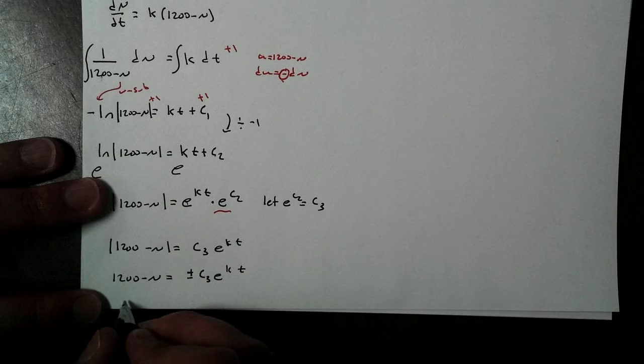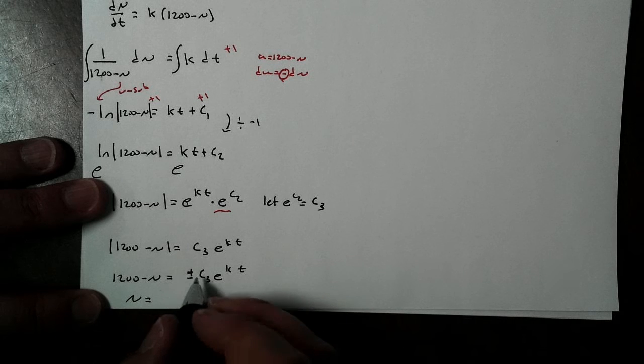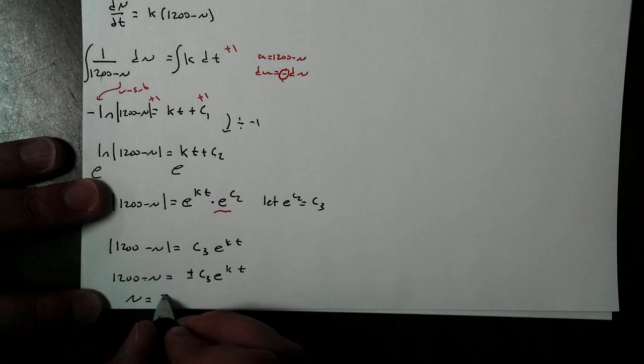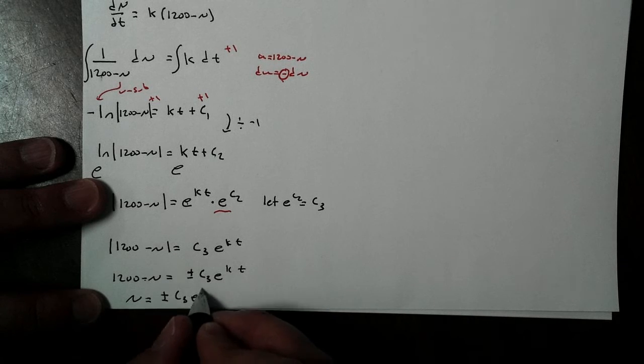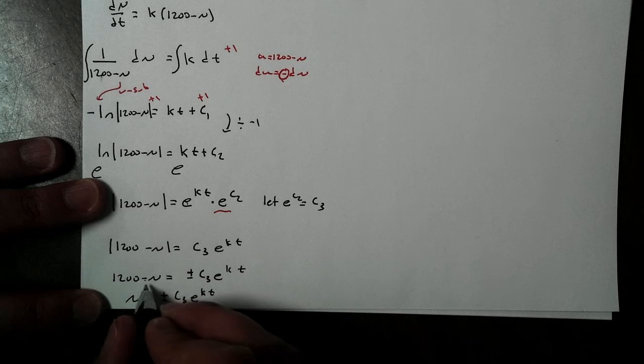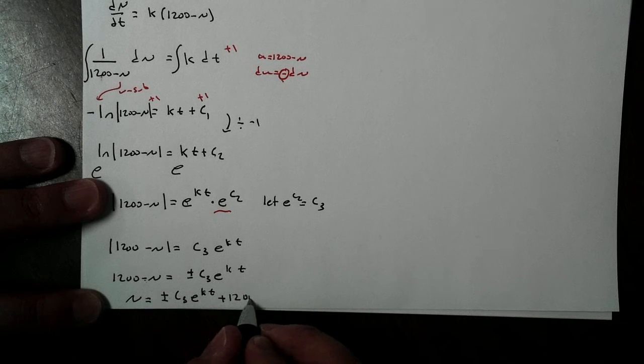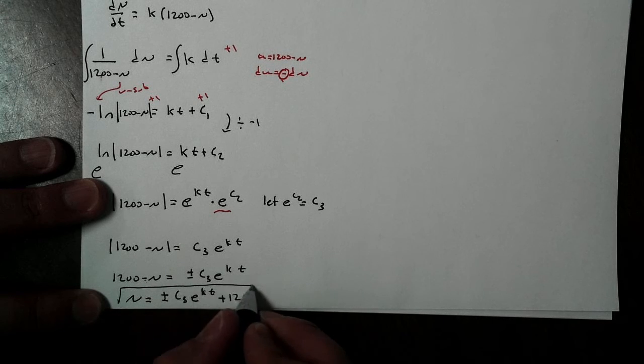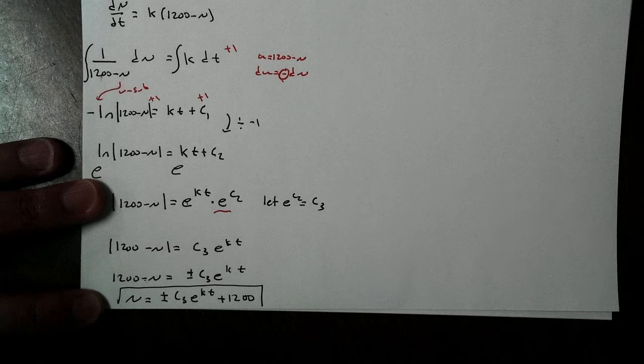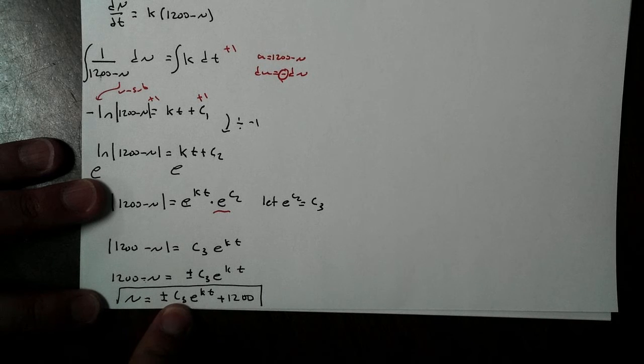And I like to solve for n. If I solve for n, I'm going to divide by a negative, but that still stays plus or minus c3 e to the kt. This becomes minus 1200, but I'm dividing by negative, so I get plus 1200. And there is our general function right here. This is the one I tend to prefer to use.